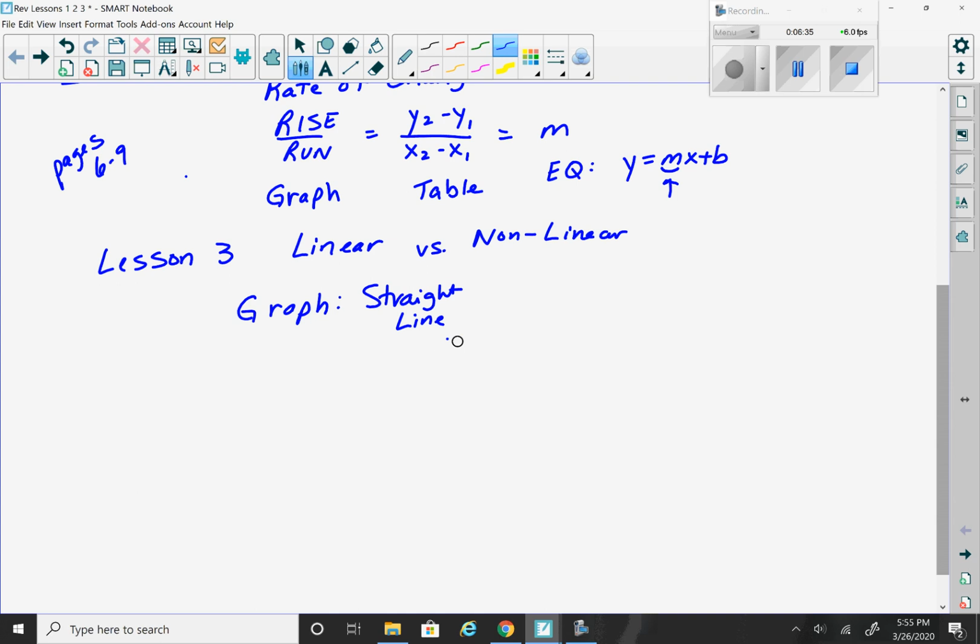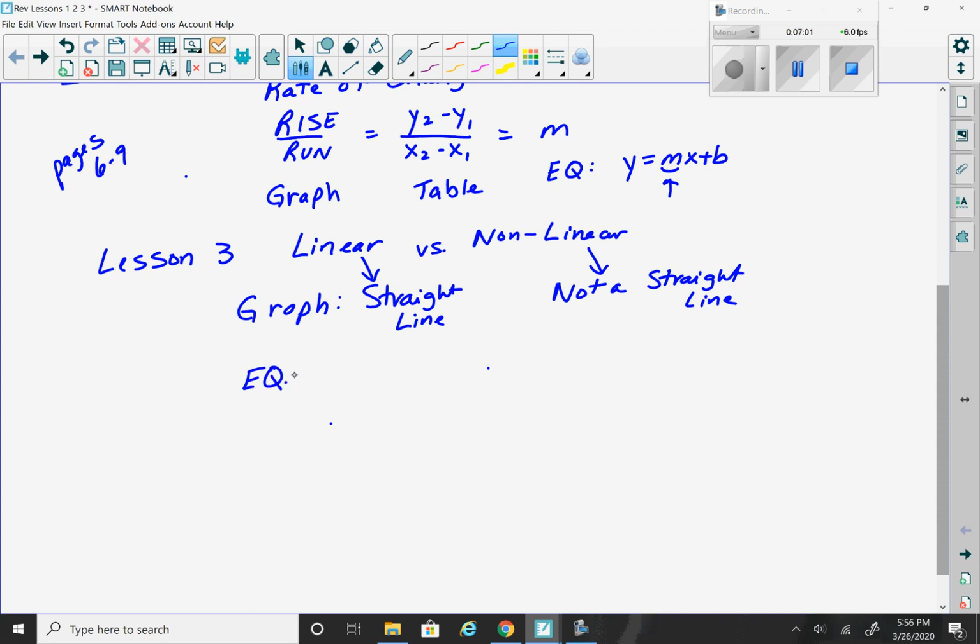Linear, straight line. If it's nonlinear, it's not a straight line. It could be curved, could have a bend in the line. It's not a straight line. So again, linear, straight line; nonlinear, not a straight line. I feel like it's easy when you're looking at a graph. Another representation we looked at was an equation.